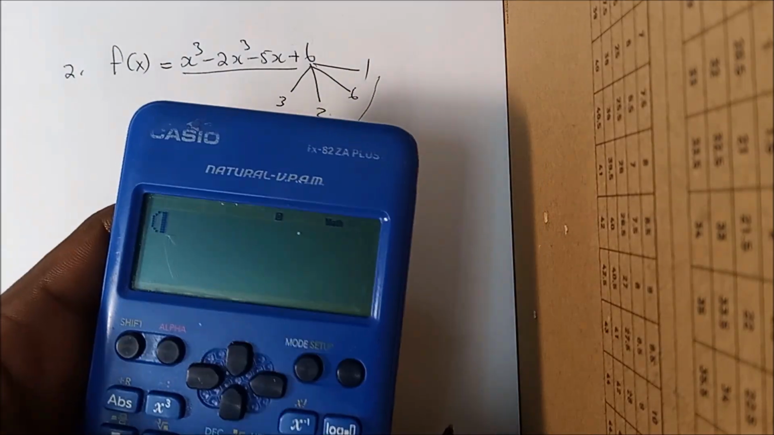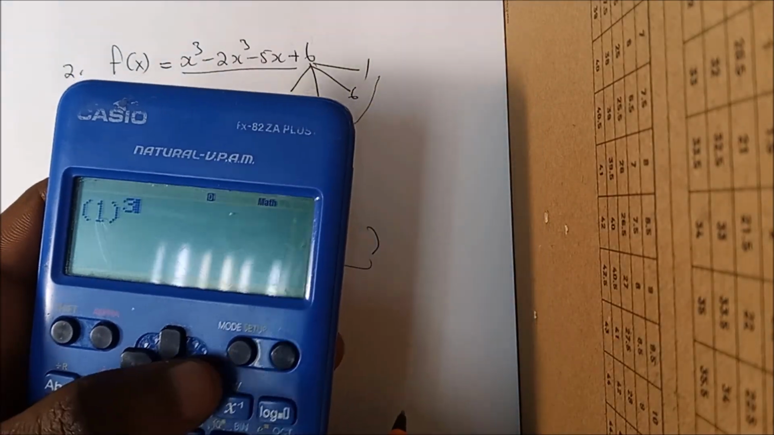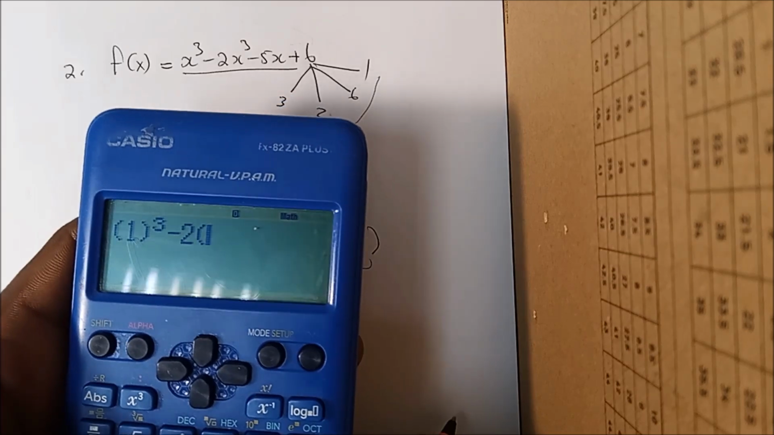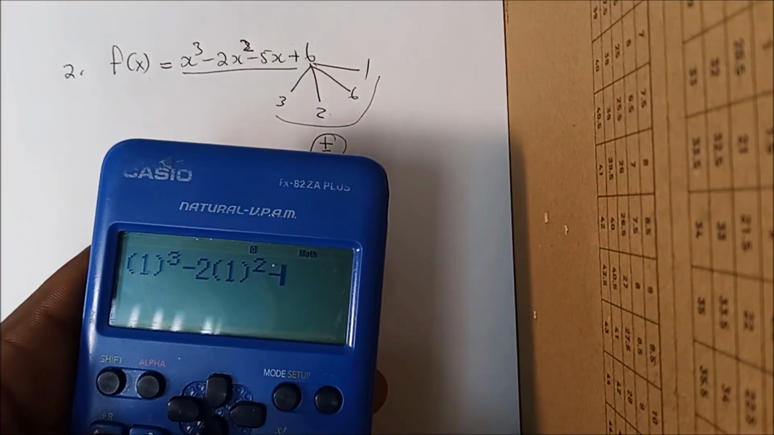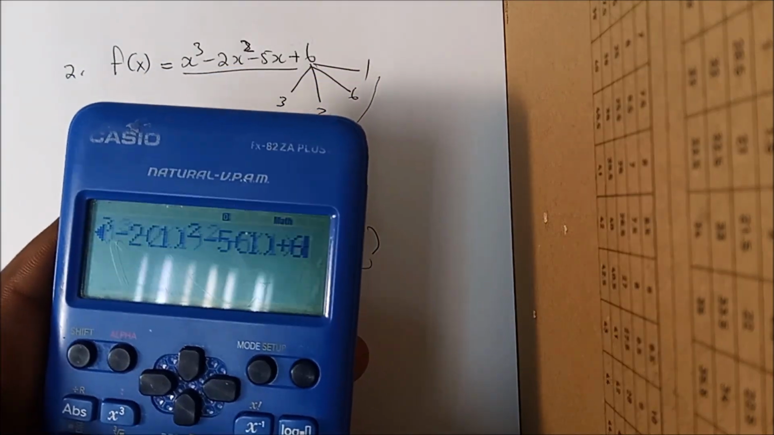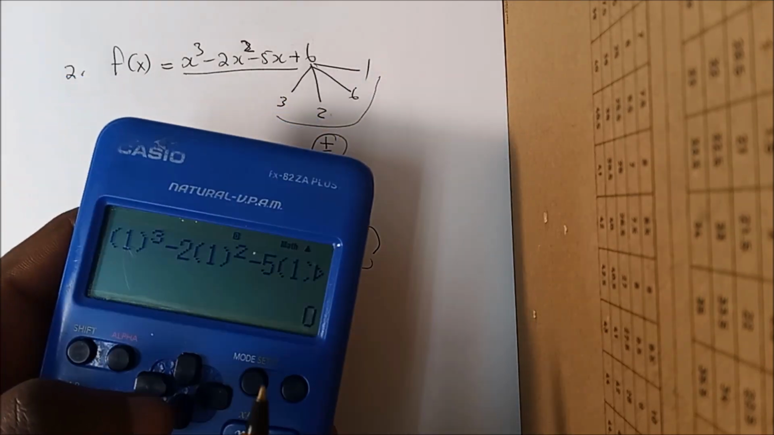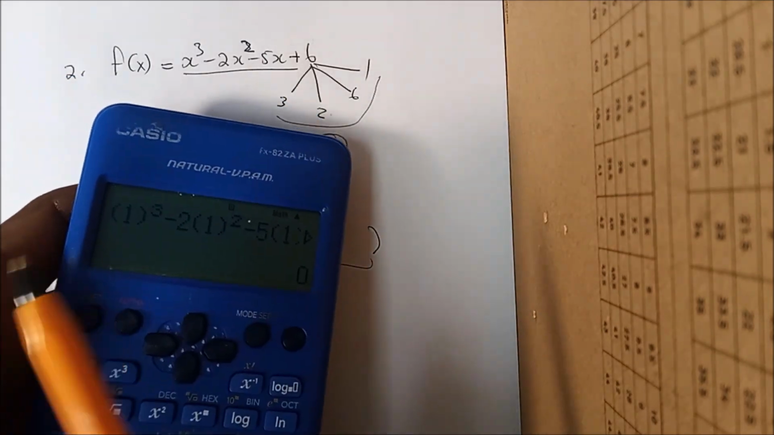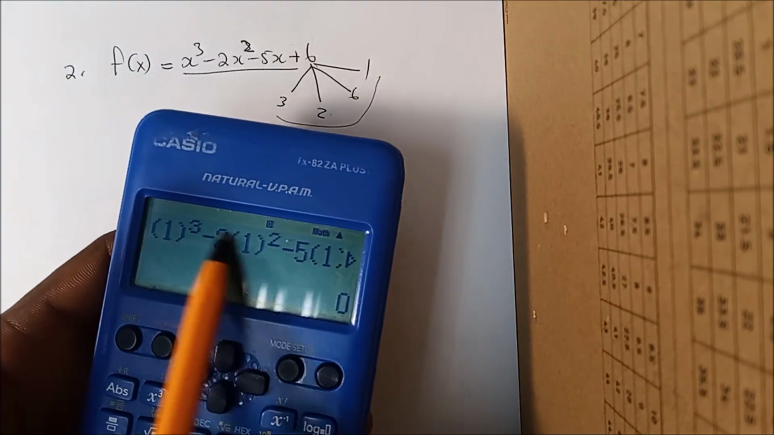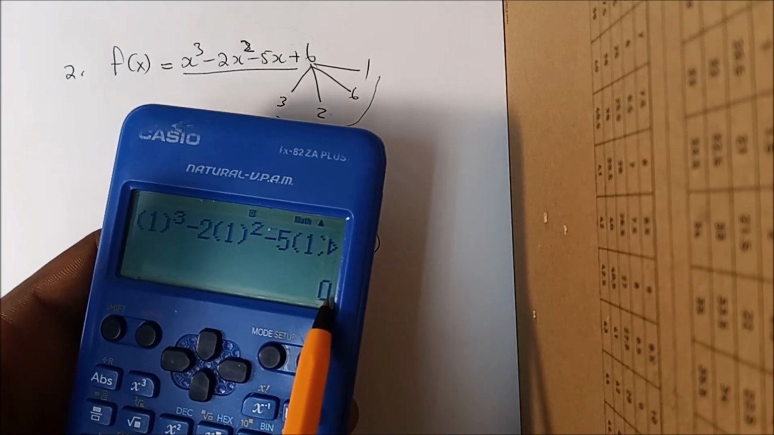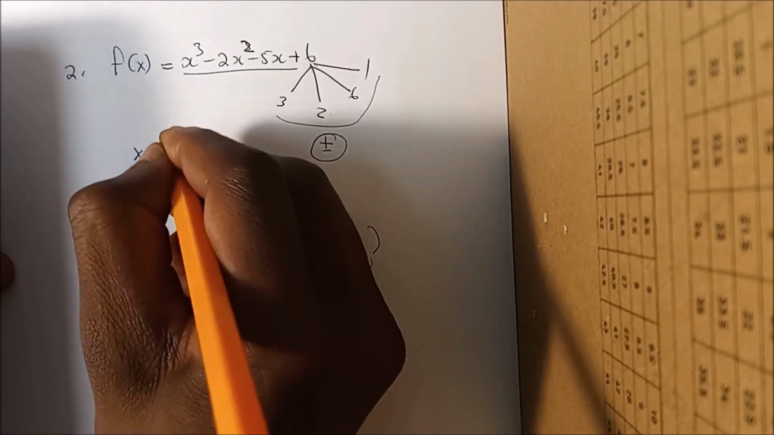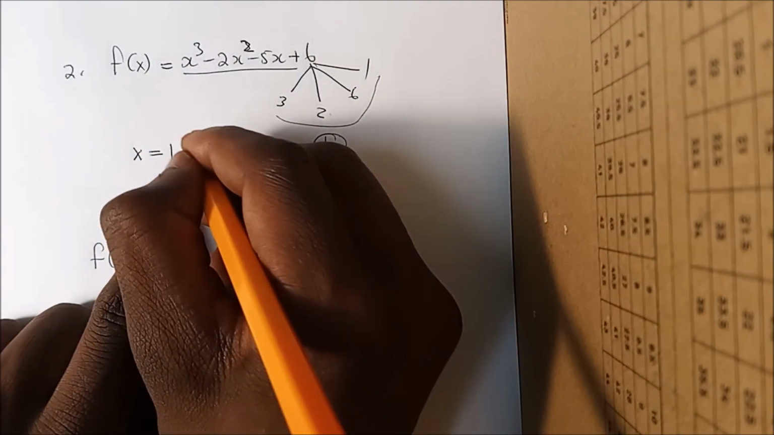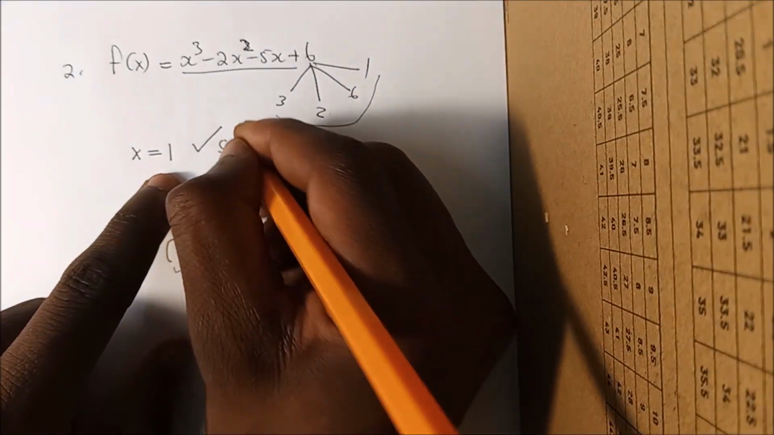So let's start with 1. So 1 cubed minus 2 into, oh, I made a mistake. It was supposed to be squared. So it's 1 cubed minus 2 into 1 squared minus 5 into 1 plus 6. Oh, first trial. This will happen to you guys also. If you substitute it in your first trial, you get 0. So this is the 0 that we want. So now you can highlight that x equals 1. So now this is a solution.